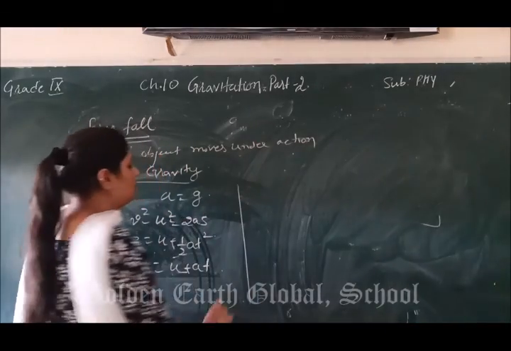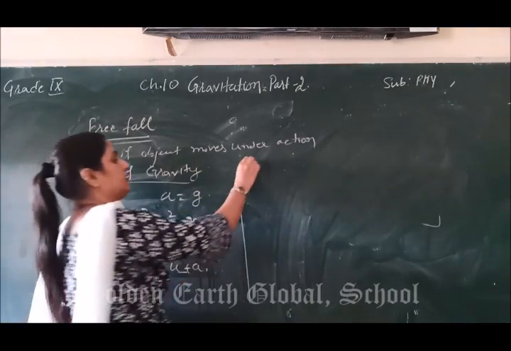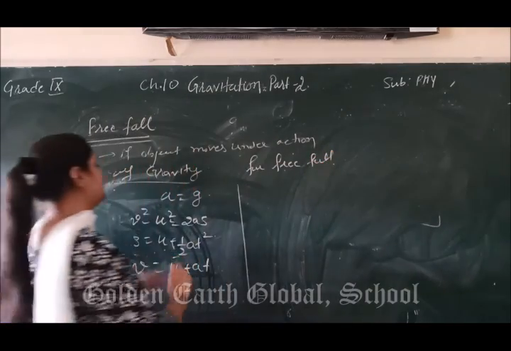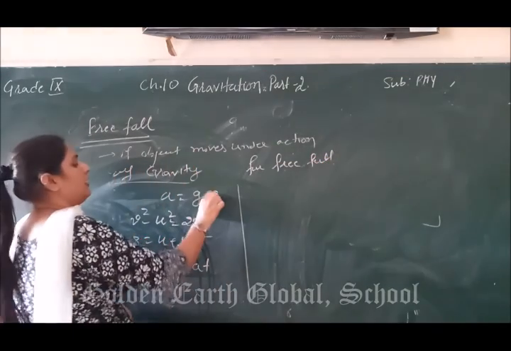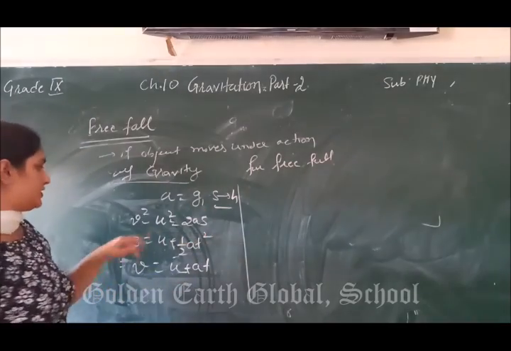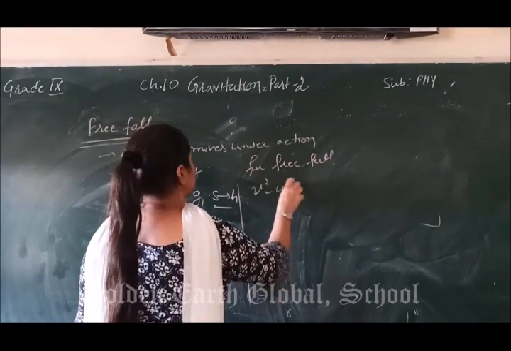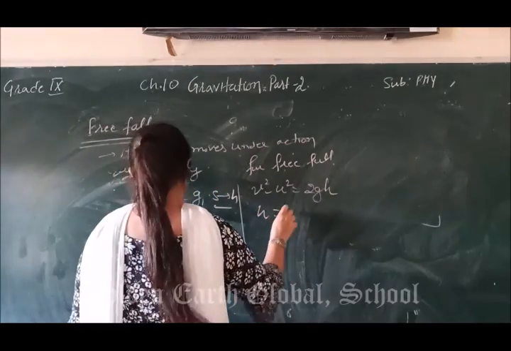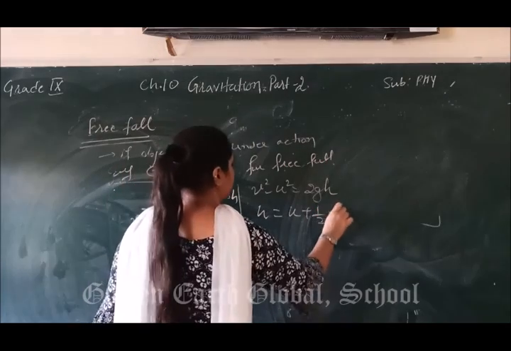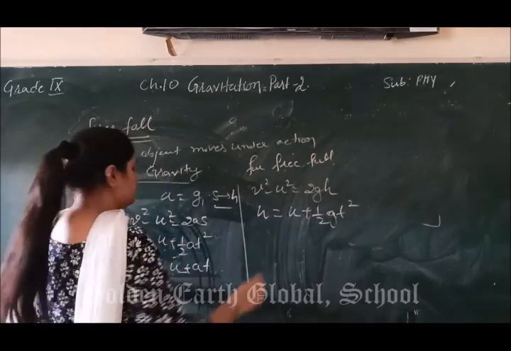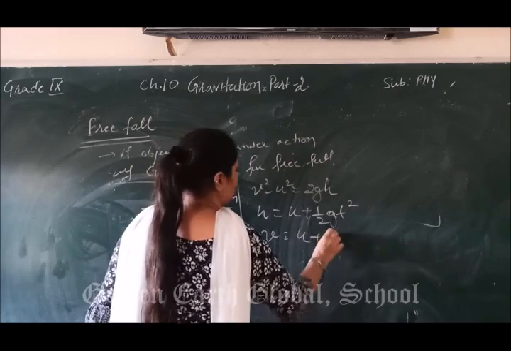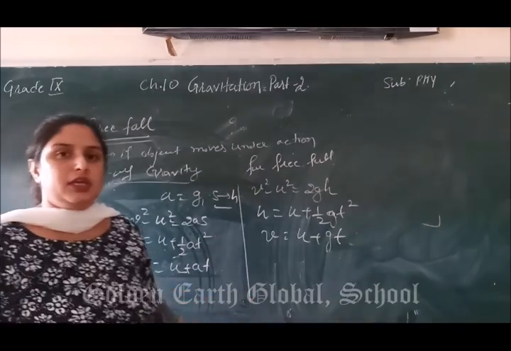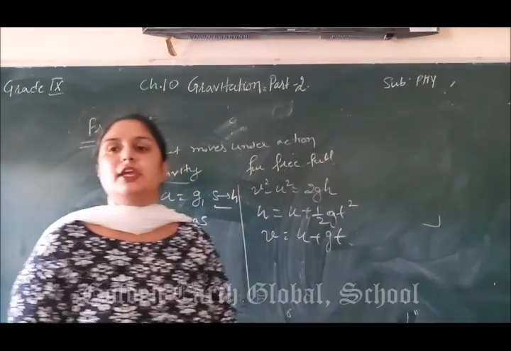Now next I want to convert these for free fall. For free fall, nothing you have to do. You have to just replace a by g and s by h. So the first equation will be v square minus u square is equal to 2gh, and the second, h is equal to ut plus half gt square, and the last will be v equal to u plus gt. In this way you can get the equations of motion for the freely falling object.